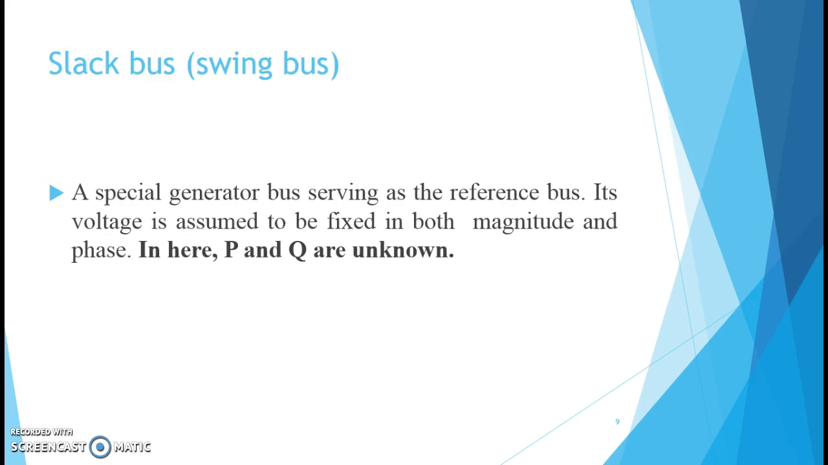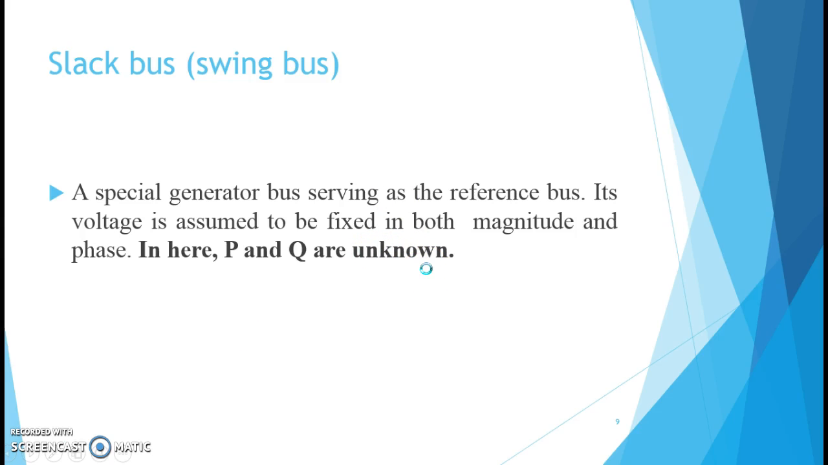Next, the third one is the slack bus, or swing or reference bus. This is a special type of bus. Here both the voltage and the phase angle are fixed. The voltage is fixed as 1 per unit and the angle is fixed as 0 degrees. Here we have to calculate the real power generation and reactive power generation, which are unknown values.